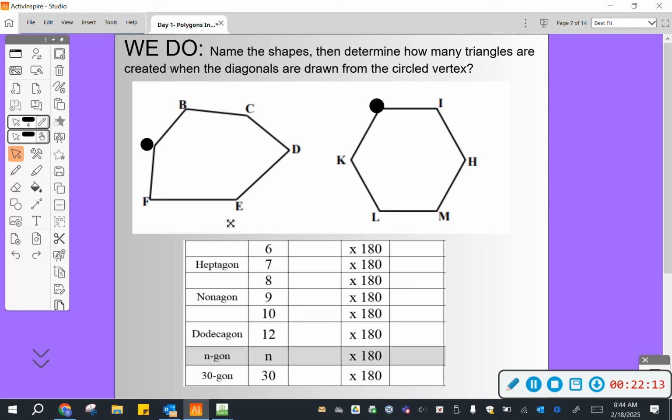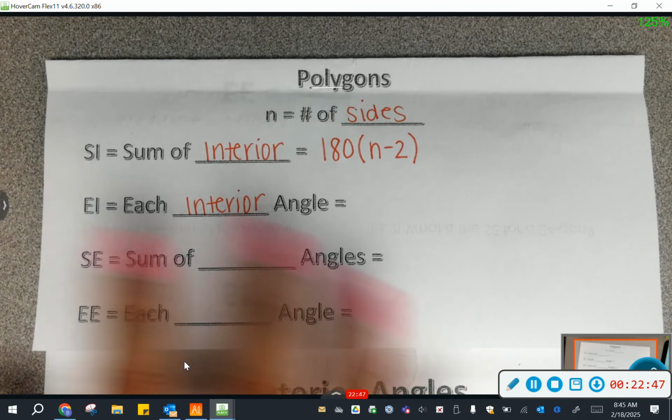All right. A hexagon has 720 degrees right here. If this is adding up to 720 degrees, how can I find what one of them is, if they're all the same? If I know all of them equal 720, how do I find just one of them if they're all the same? I would divide it by how many sides there are, right? Yeah. So that is what we are going to do here.